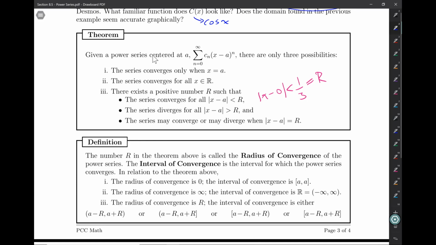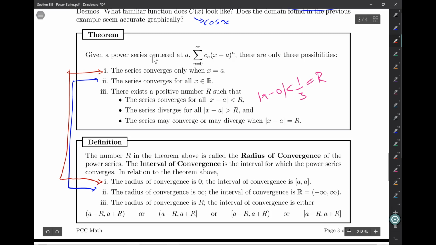When we had that the series converged for all real numbers in R, it turns out that the radius of convergence is infinitely large, and we say that the interval of convergence is all real numbers. So the first idea we had here was that if the series converges only when x equals a, then the radius is 0, and the interval of convergence is a to a. When the series converges for all x in all real numbers, we say that the radius is infinity, and the interval of convergence is negative infinity to positive infinity.